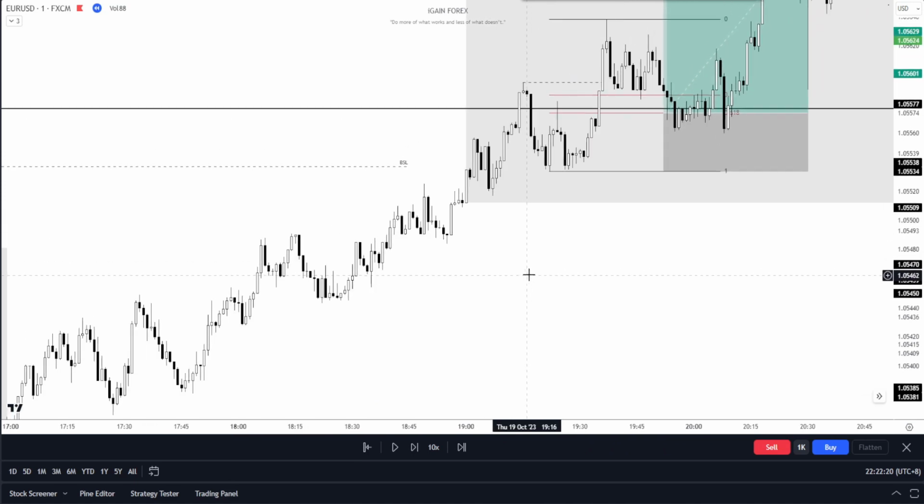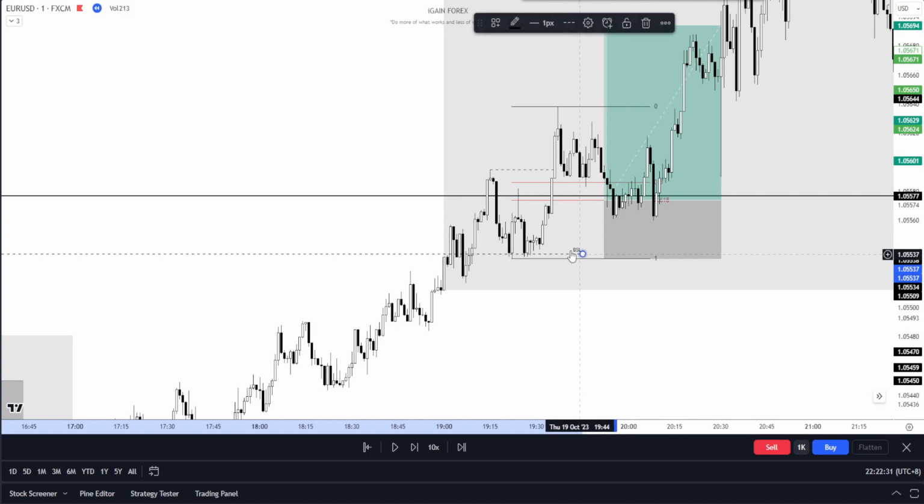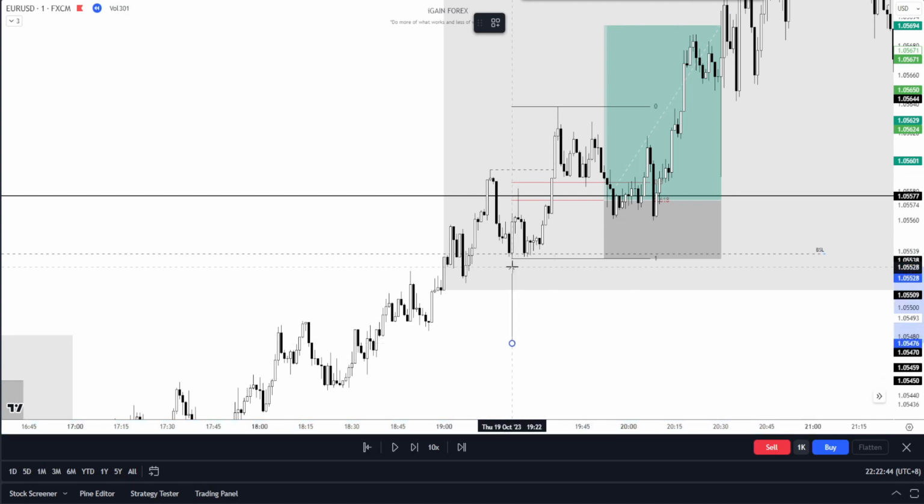So on the New York session, this buy side liquidity on the 15-minute time frame was taken out here. So I was looking for a retest on this line of resistance that became a support here. You can see here that this retest area, this was the retest area.